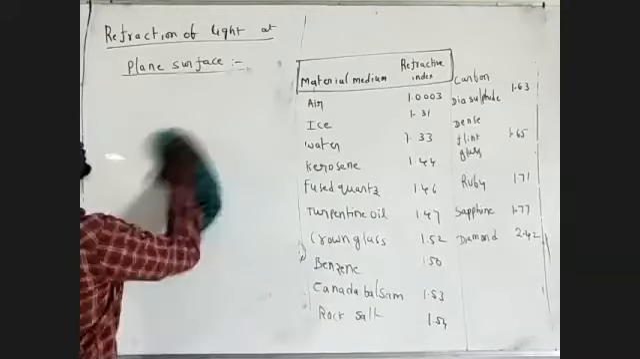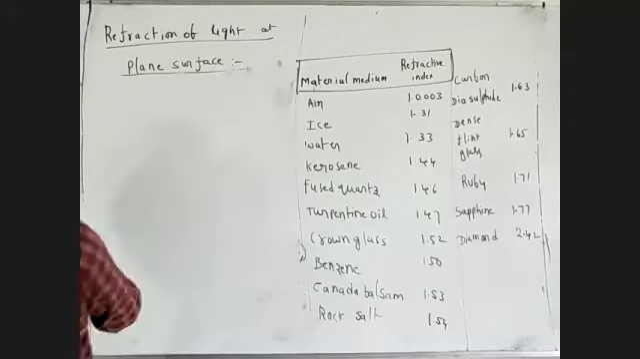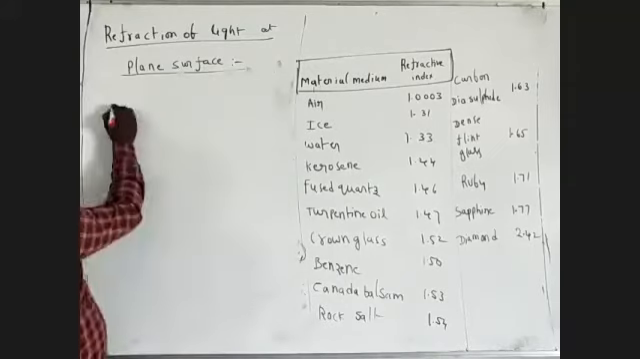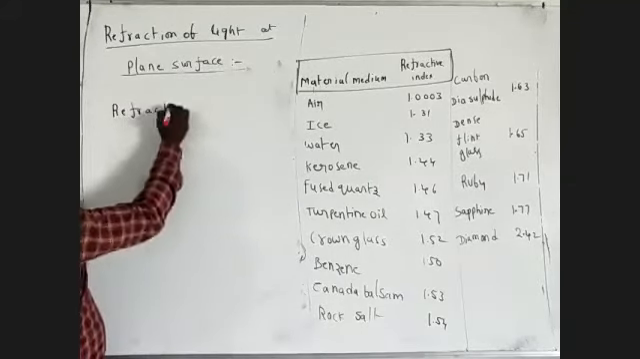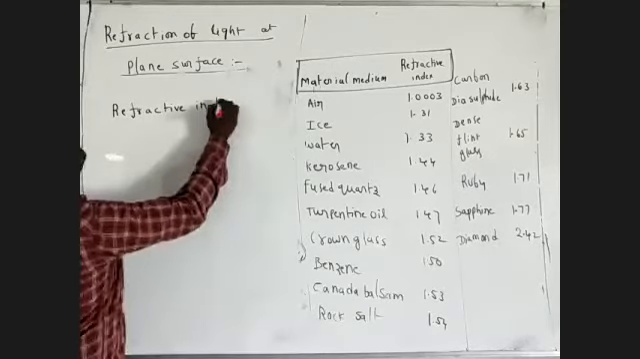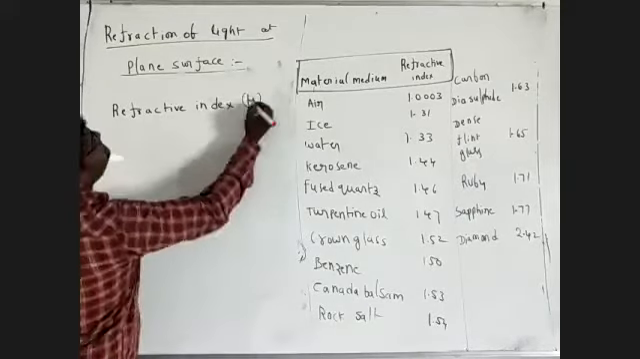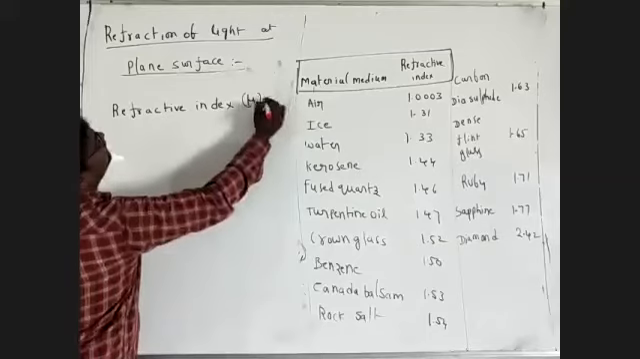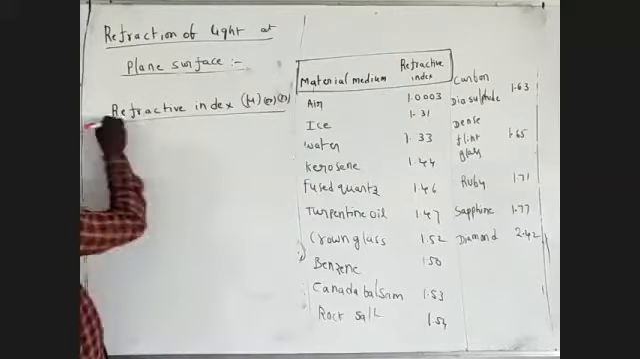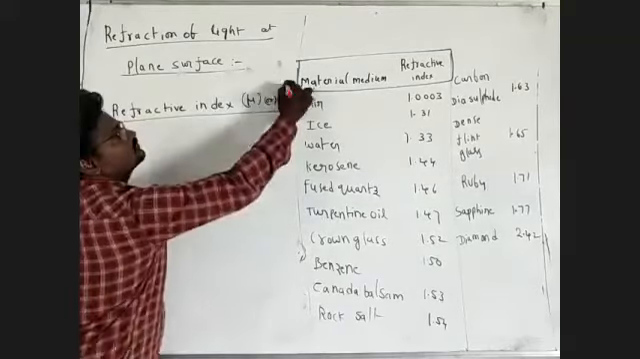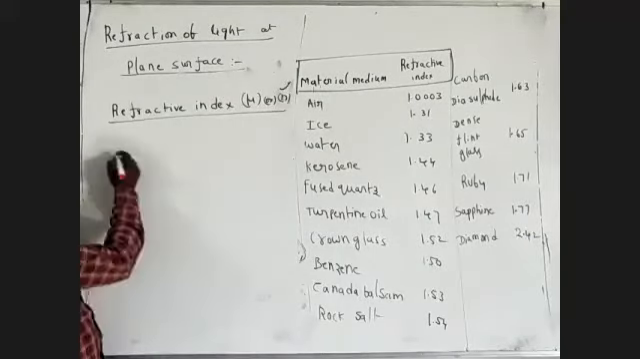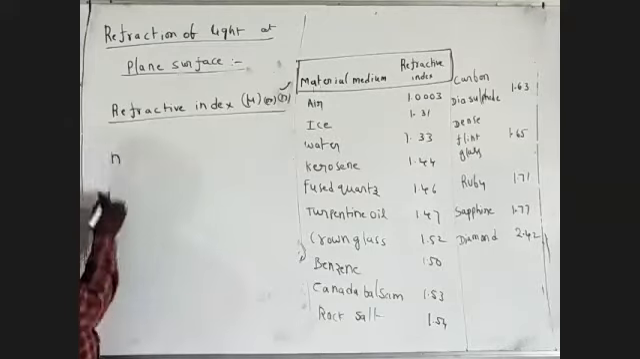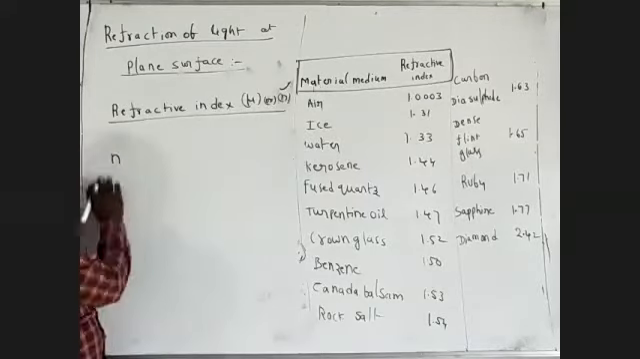What is the meaning of refractive index? You see, mu means refractive index. Mu indicates refractive index, or you can take the letter n. In your book, if the book has the n notation, n means refractive index.